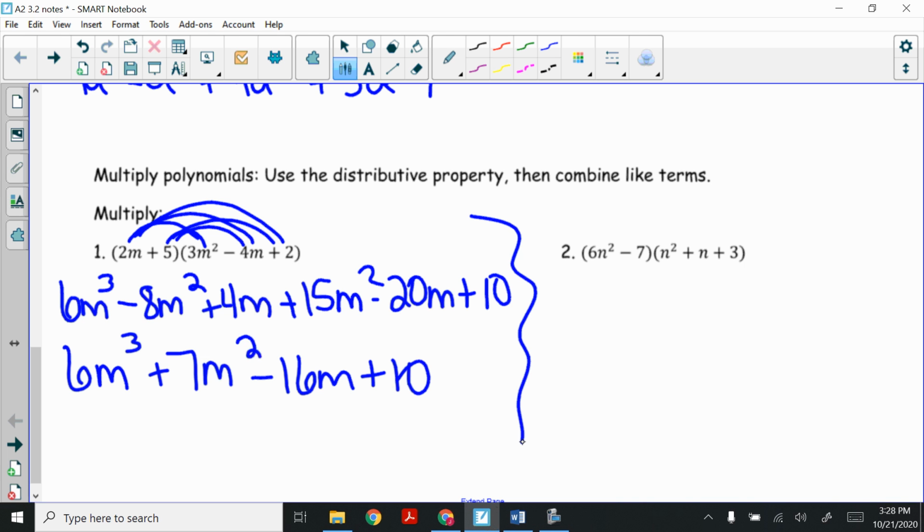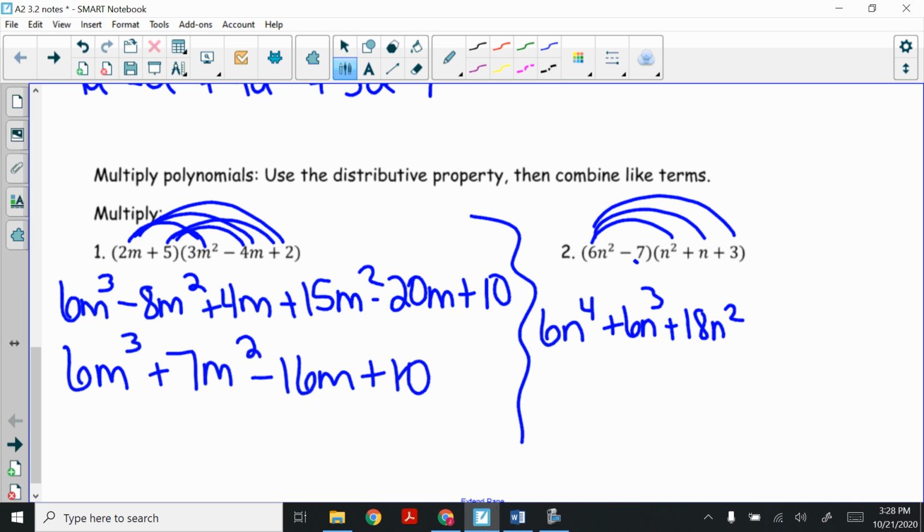Number 2, 6n squared minus 7 times n squared plus n plus 3. So again, distribute 6n squared with all three terms over there. So I get 6n to the 4th. 6n squared times n gets me plus 6n cubed, plus 18n squared. Now I distribute my negative 7. So I get minus 7n squared minus 7n minus 21.